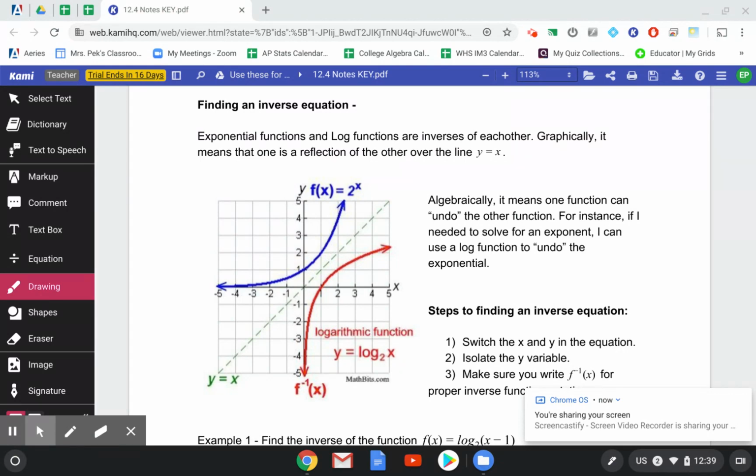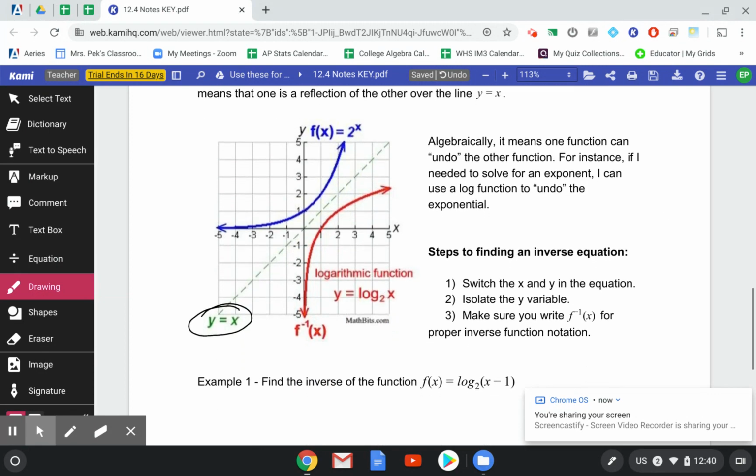So exponential functions and log functions are inverses of each other. Graphically, if we have an exponential function and a log function with the same base, they end up being a reflection of one another over the line y equals x. You can see the line y equals x here, this diagonally dashed line. If you think about a butterfly, that's like the butterfly body, and a reflection from there means the other two pieces should be symmetric to each other like butterfly wings. I like to think of it that way.